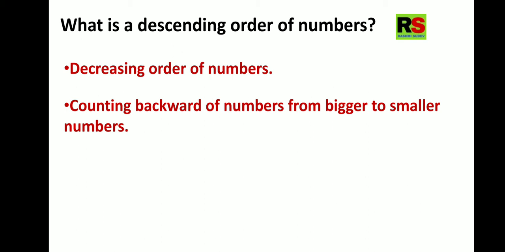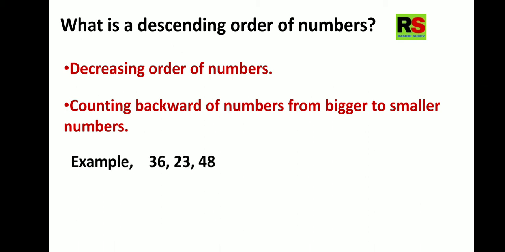Likewise, in descending order, some numbers will be given. So how will you arrange it in descending order? You have to choose the biggest number first, then the smaller number, and then the smallest number. So for that purpose, you have to read the numbers backward. Let us take an example.